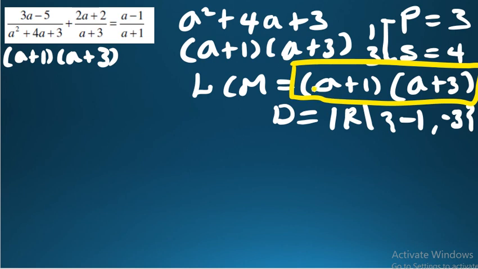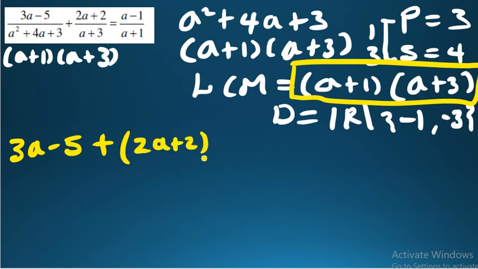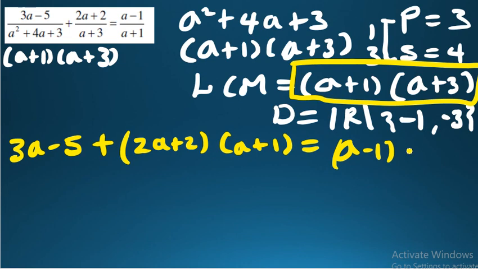This is the LCM. So when you multiply, the first term will cut everything out, and what is left? 3a minus 5 remains, plus the second one, a plus 3 and a plus 3 will cut out. So what is left? 2a plus 2 times a plus 1 remains, equal to the other side. A plus 1 cuts out and a minus 1 times a plus 3 remains. Therefore, let us finish it.